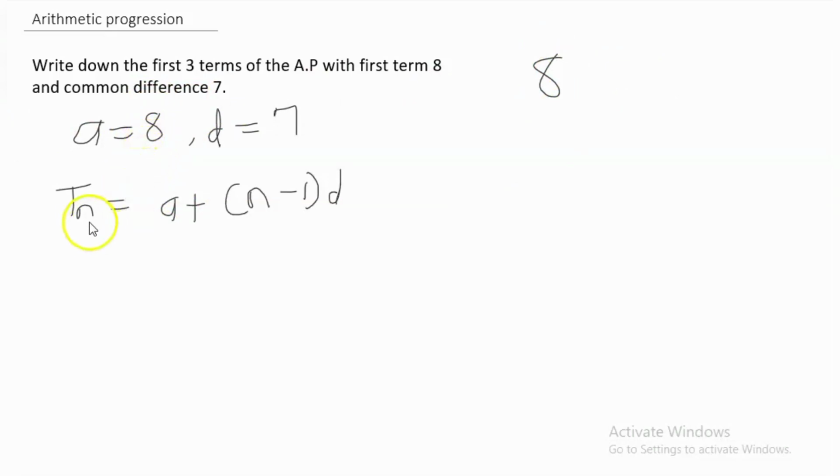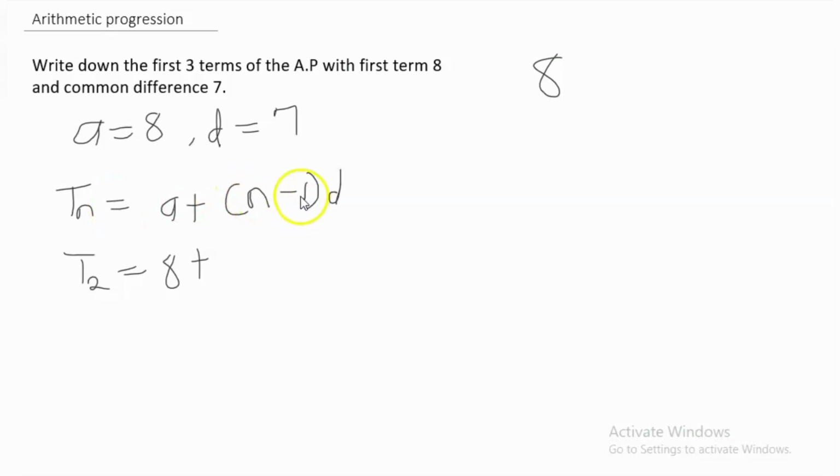So if we want to find the second term, we'll just replace n with 2. That's what the nth term means. If we want to find the third term, we'll just replace n with 3. So let's do that for 2 and 3. So let's find the second term. That will be t2. a is our first term, so we put 8 plus n is already 2. We already replaced n with 2.